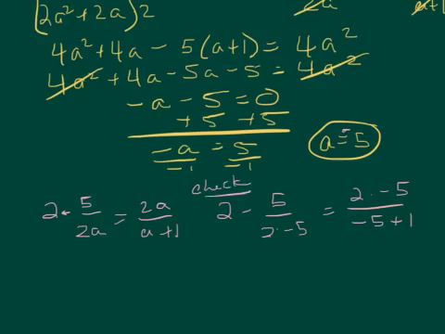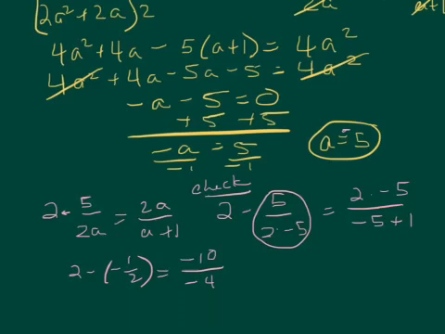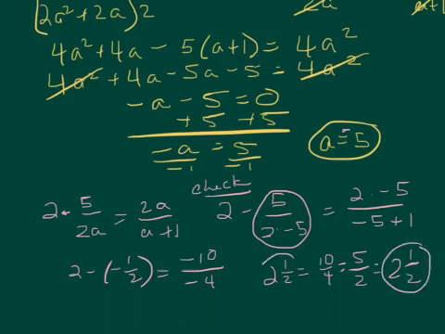So I'll have 2 minus, well, this will give me 5 over negative 10, which is negative 1/2, equals negative 10 over negative 4. So I will have 2.5 equals 10 over 4, which is equal to 5/2, which is equal to 2.5. So that's what I've got. 2.5 equals 2.5. So then I am sure that my answer is a equals negative 5.